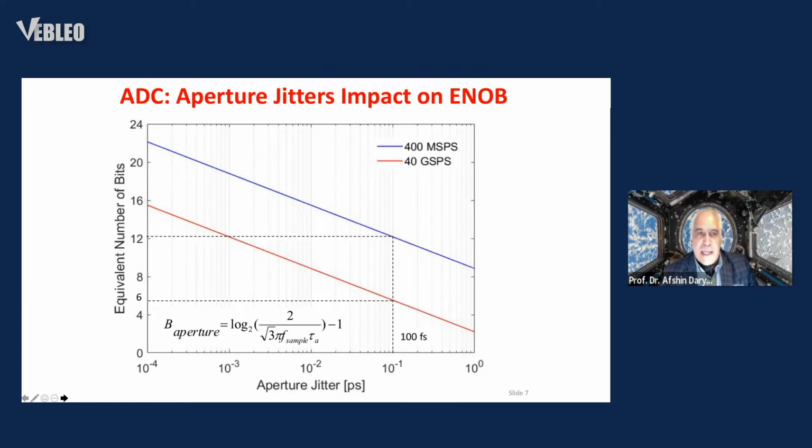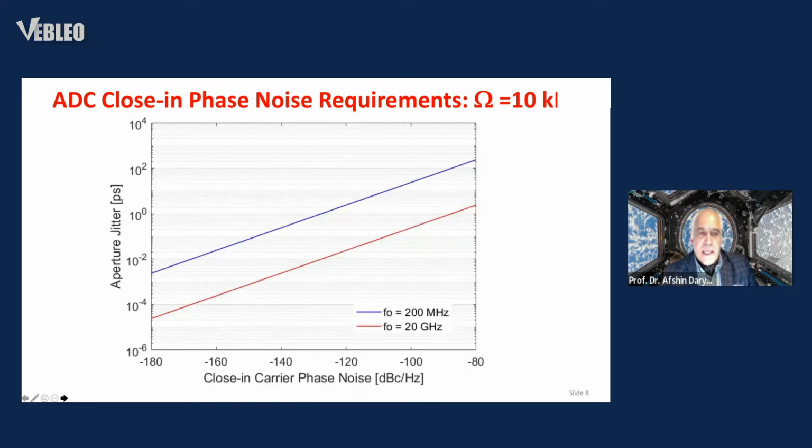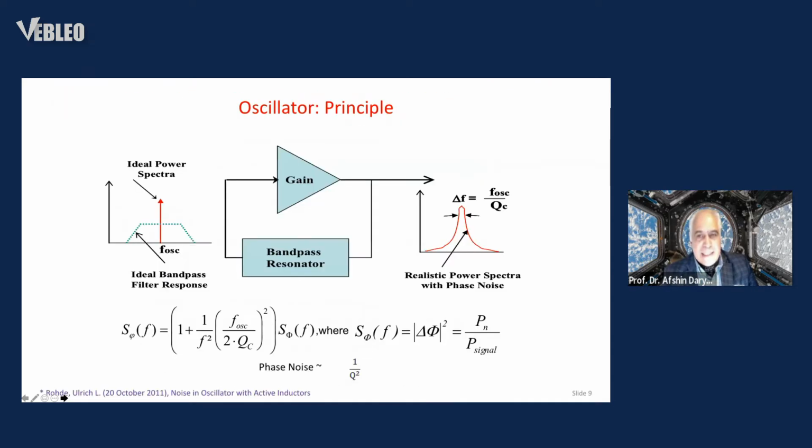In electronics and RF domain, we usually talk about the aperture jitter in terms of the close-in-to-the-carrier phase noise. And you will see that for the 400 megasamples per second, the clock of 200 megahertz, or in red for the 40 gigasamples per second, the clock of 20 gigahertz is required. And as a result, when we look at the 100 femtosecond aperture jitter, the close-in-to-the-carrier phase noise has to be lower than minus 110 dBc per hertz. And that is a challenge in terms of the electronic circuitry.